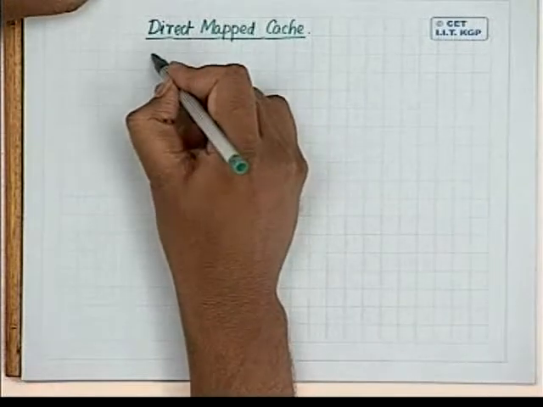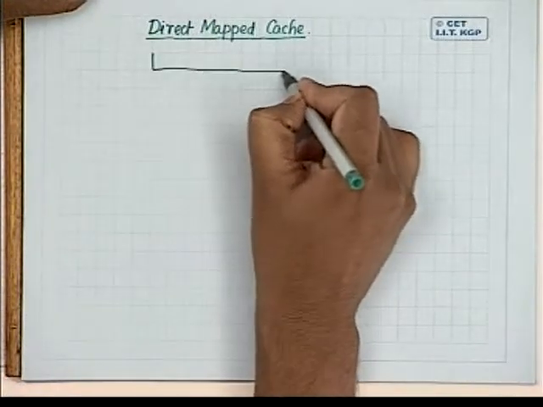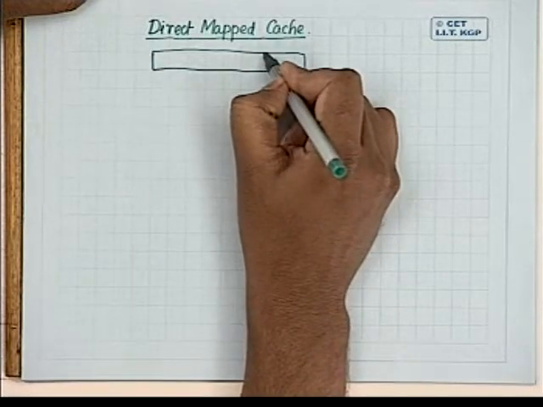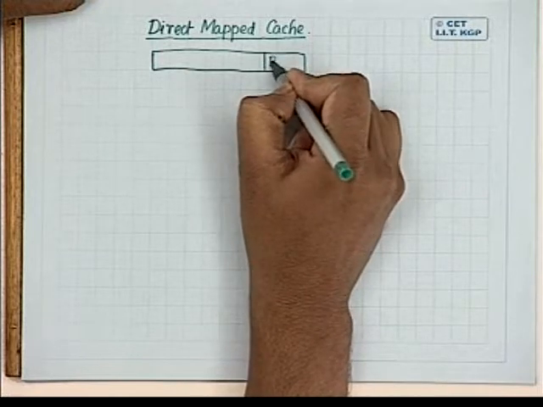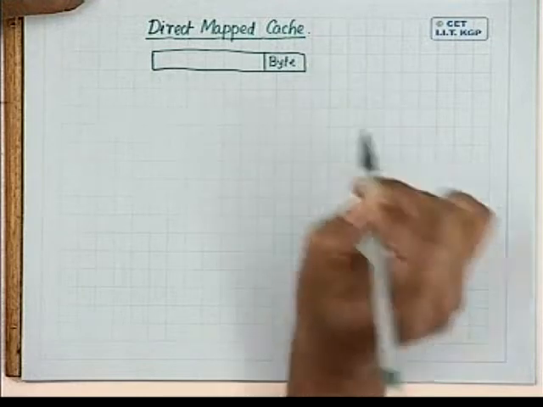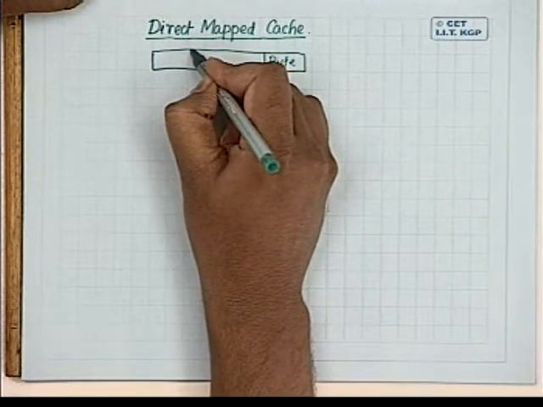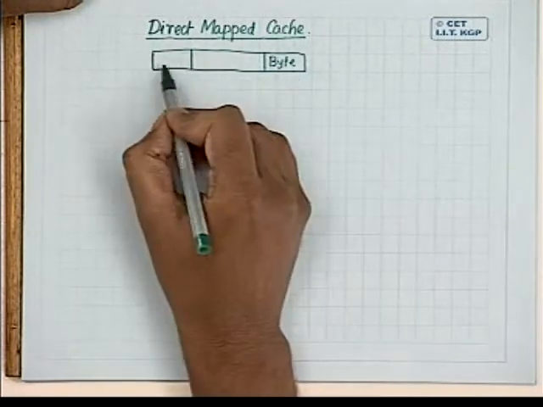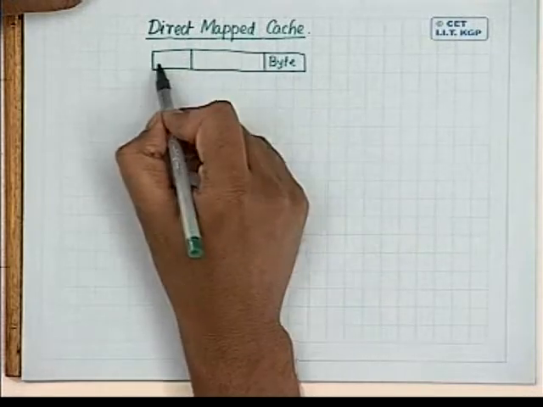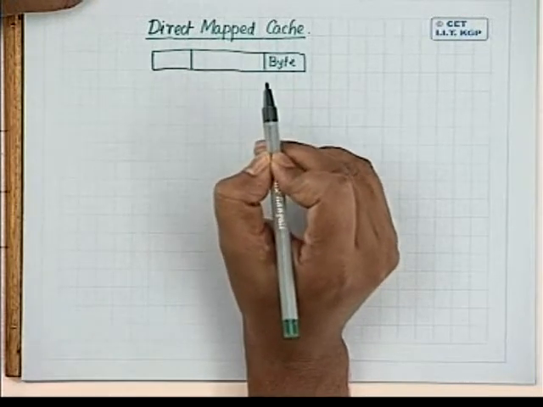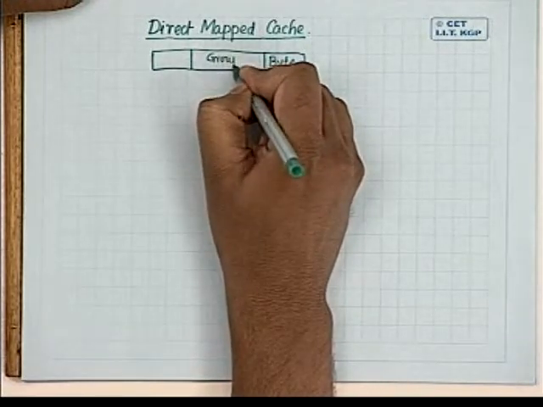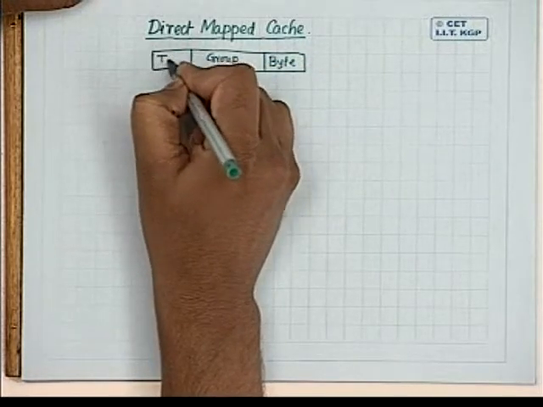Okay. So in case of direct mapped cache, the main memory address will be divided like this. I'll have a few bits which, as before, specify a particular byte within a block. And the other field, which in case of associative memory we have said is the block identification, in case of direct mapped memory is again divided into two fields. One field is specified as the group, and the other field is specified as the tag.